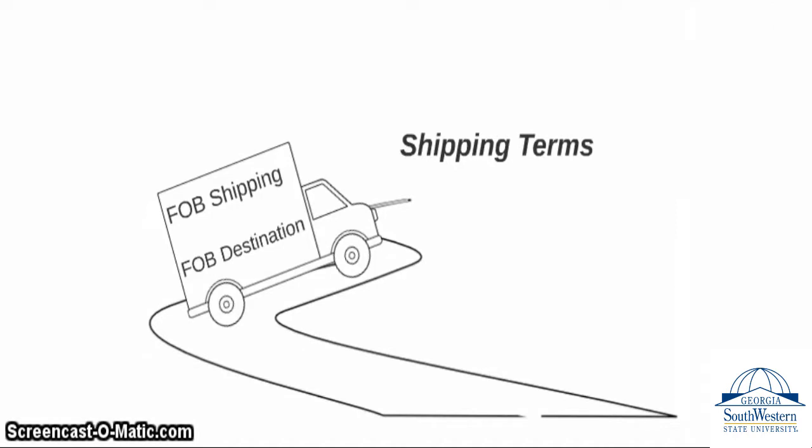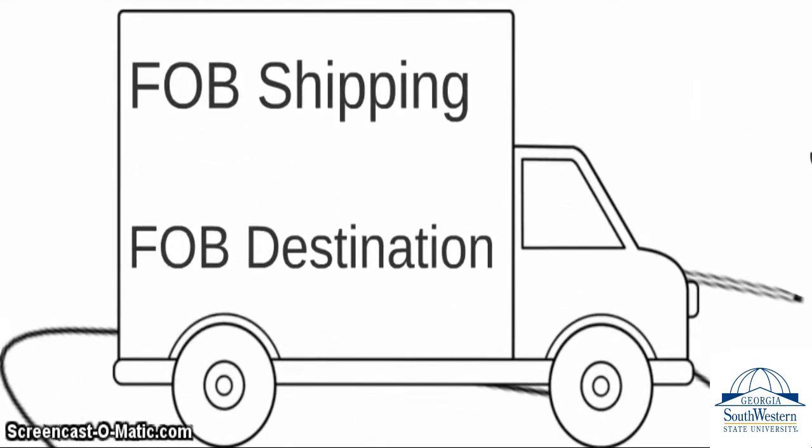Shipping terms are an important part of inventory transactions and sometimes can be a little confusing. So let's go through them and make sure, hopefully, that you're understanding them correctly. When you purchase inventory, you'll have shipping terms associated with your purchase or your invoice. There are two types. You can have FOB shipping and FOB destination.